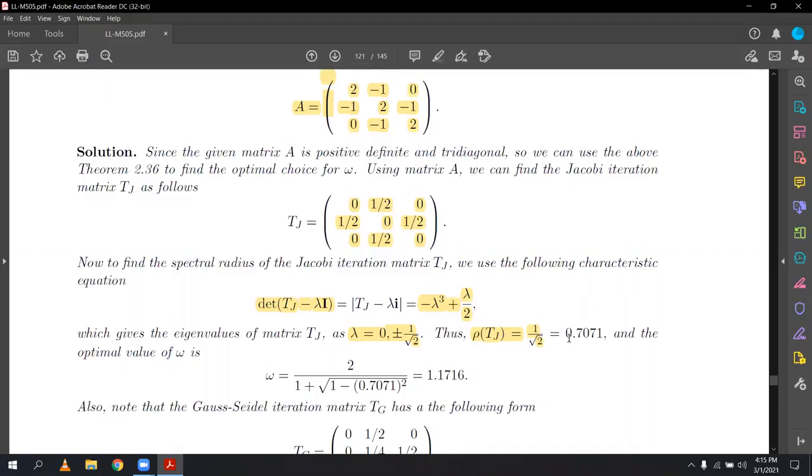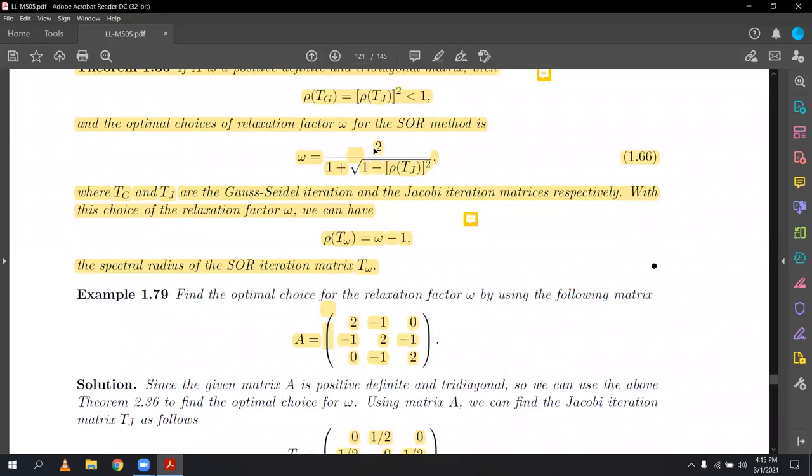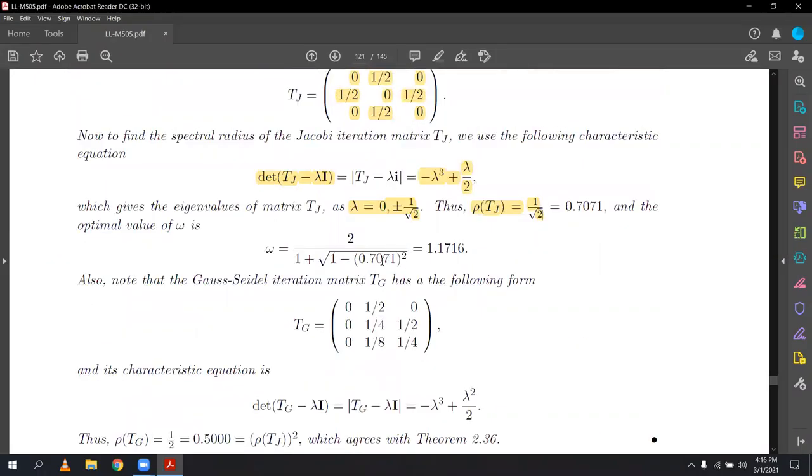So when you have this choice here, you can find the optimal value of omega. You know the optimal value of omega is what? 2 divided by 1 plus this one. And the spectral radius of Tj you just found is what? It is 1 over √2, and you square it, and when you simplify, you will get this one. This is the spectral radius here, and you get the omega value, and this is also correct because the omega value should be between 1 and 2.